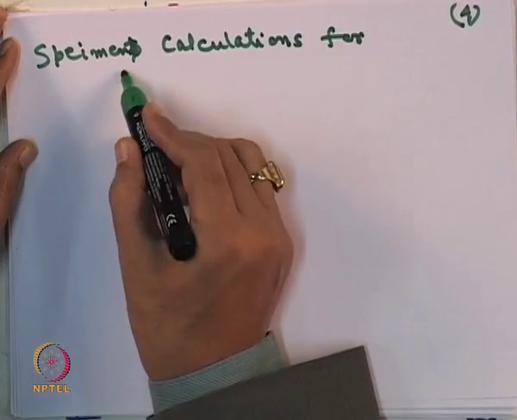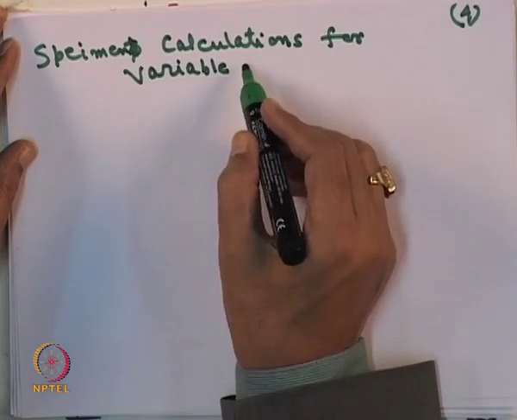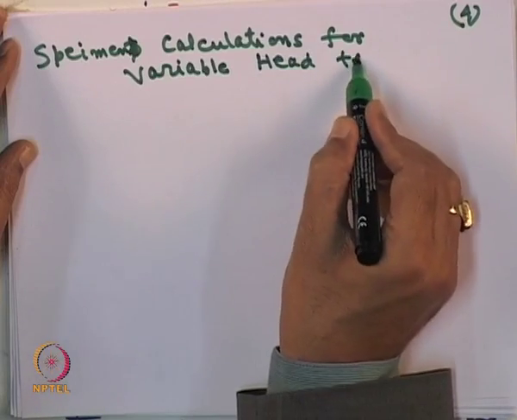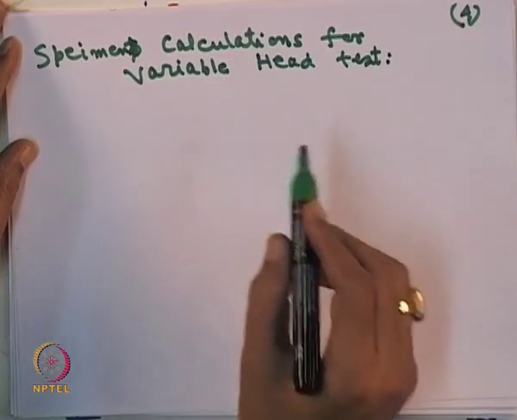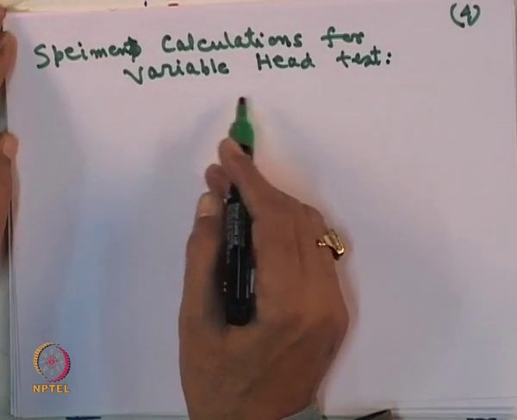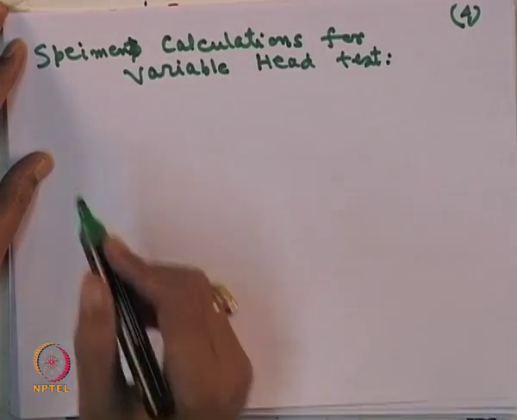For variable head, for variable head test. So, you have to remember that equation, what will be the specific equation for the coefficient of permeability for the variable head test method.